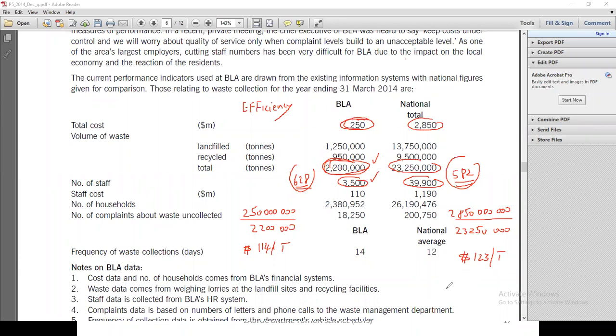So all things being equal, what can we say? Here we are more efficient, isn't it? BLA is more efficient because we are saying to move a ton, 114. National benchmark is 123. So this is how we carry out efficiency.